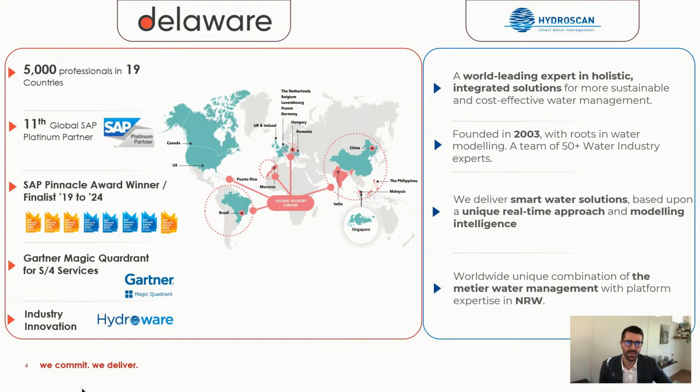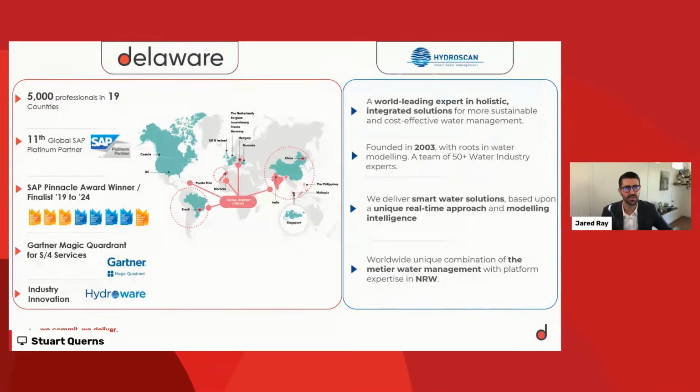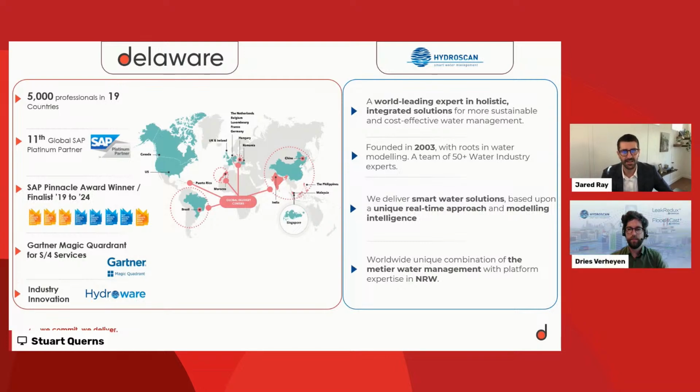The last point I want to make here before I hand it over to Dries is Delaware reinvests annually in both IP and partnerships that are focused on those industry verticals that we support. And our Hydroscan partnership is a great example of that. Dries will expand upon that partnership here in just a few slides. But with that, I'm going to hand it over to Dries to give an overview of Hydroscan and take us into the demo.